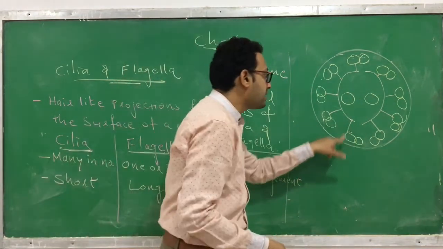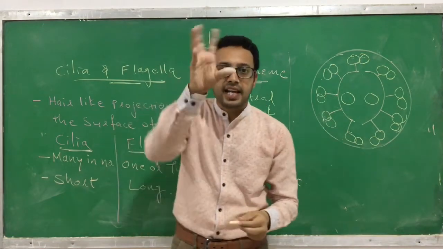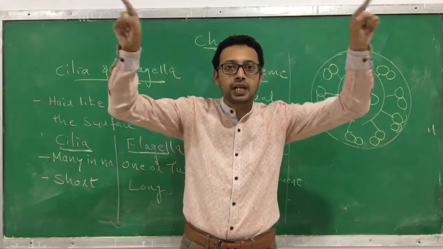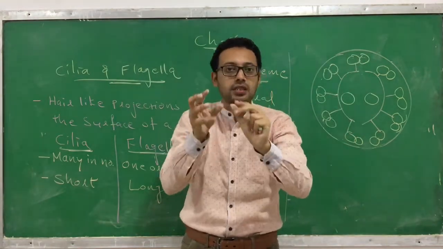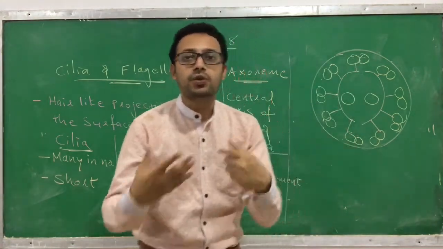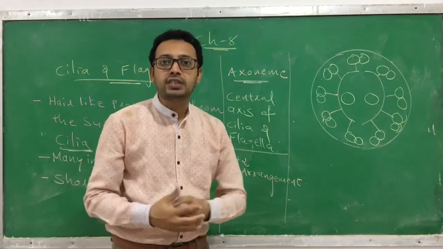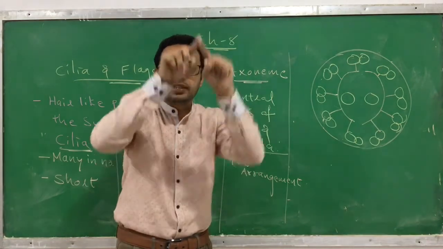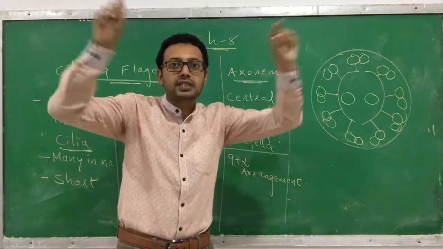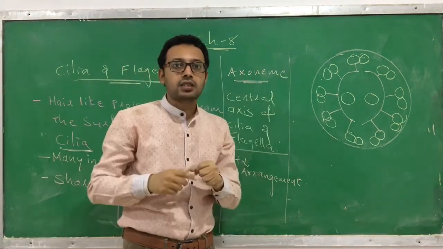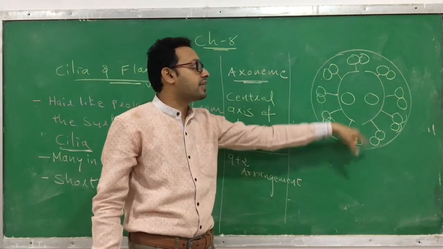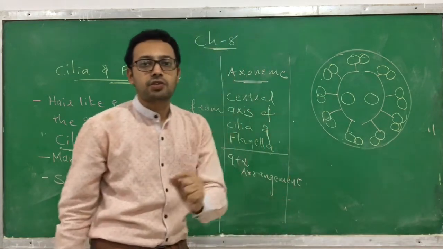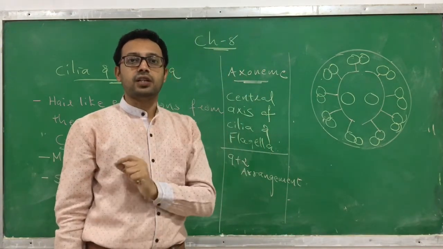You might have seen a radial tire, where the spokes are generated from the central axis. Or you might have seen the arrangement of a cart wheel. In the wheel there is a center, and from this center the spokes are arranged. Such an arrangement can be found in the structure of cilia and flagella.